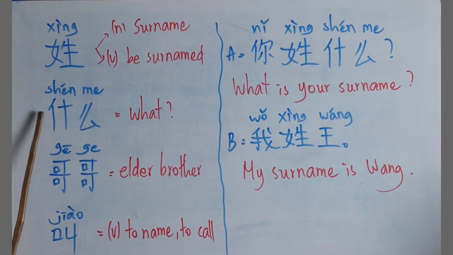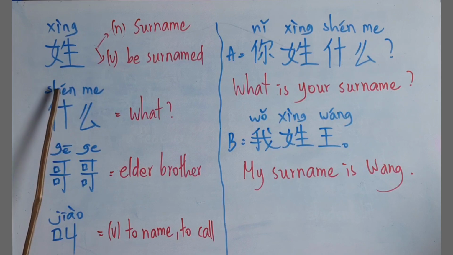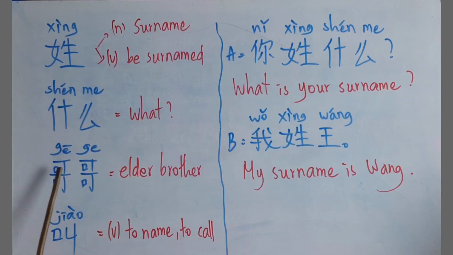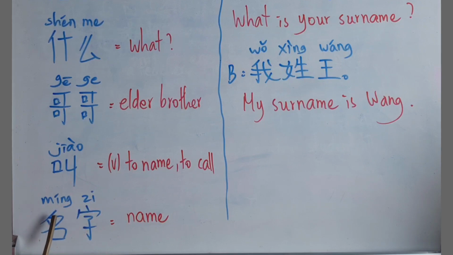The second word is shénme, what. Shénme, what? Then gē, elder brother. Then jiào, to name or to call. Then míngzì, name. Míngzì means name.